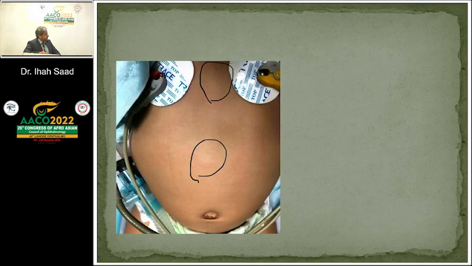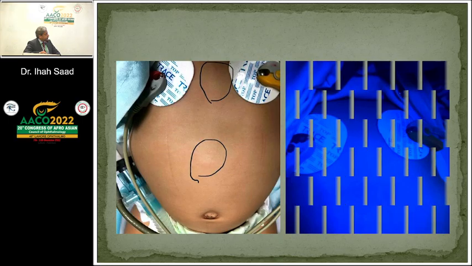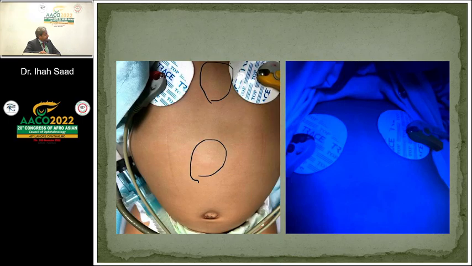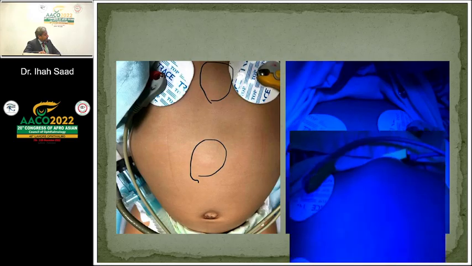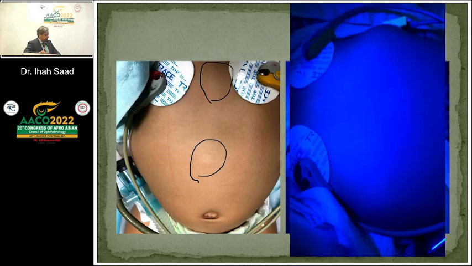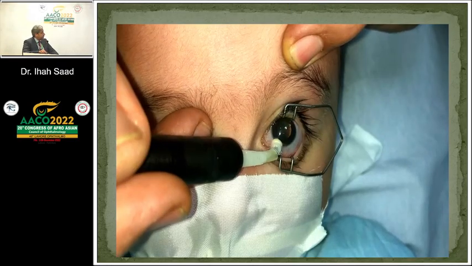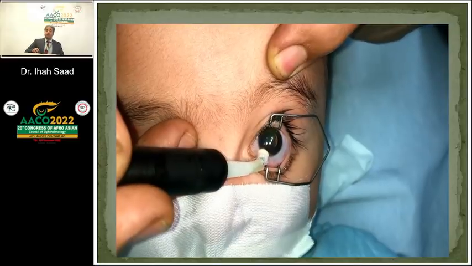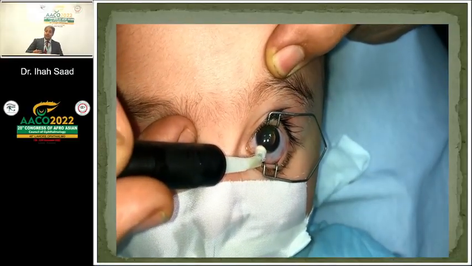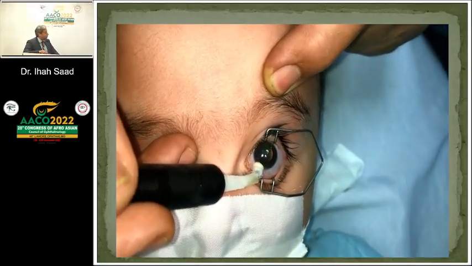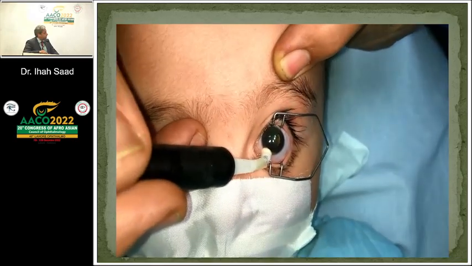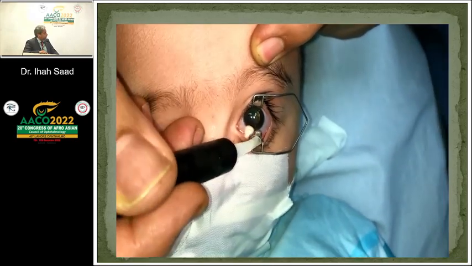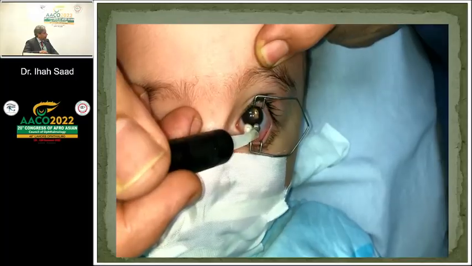Looking at her skin, there are depigmented patches that really showed up nicely on blue light. You see there are patches of depigmentation. If we decrease the light a bit, you will see the patches of depigmentation. So the diagnosis of juvenile xanthogranuloma is immediately made at this stage, and we prefer to do cryo to the presumed mass in the anterior chamber.